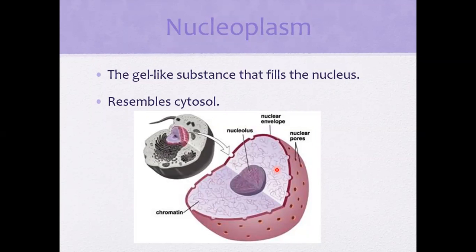The nucleoplasm, as I said, plasm is like gel. Think plasm, gel. Nucleoplasm is just this jelly-like substance. It resembles the cytoplasm, the cytosol. And so here inside our nucleus is our nucleoplasm, the jelly-like substance. That was just a definition.